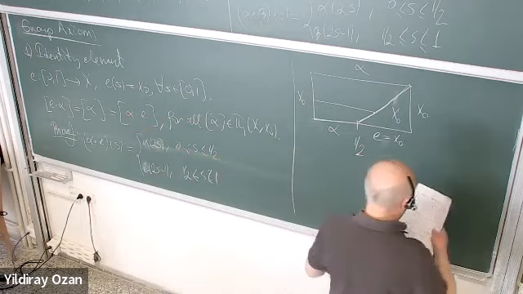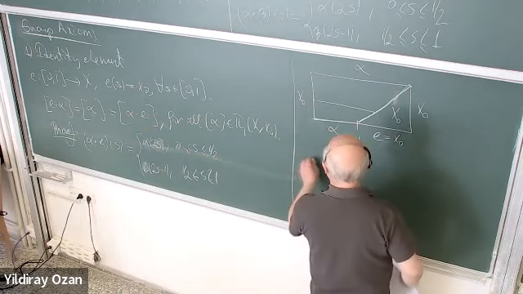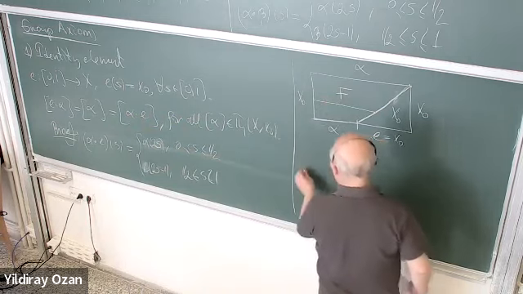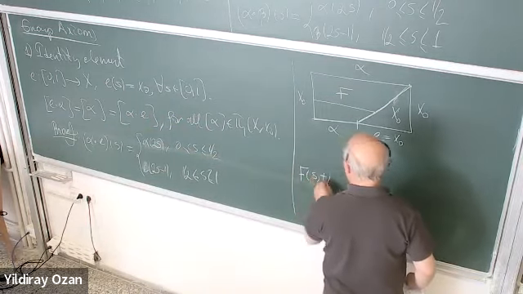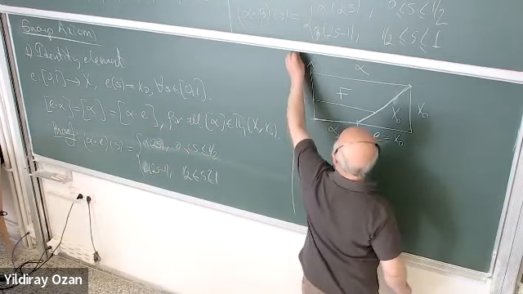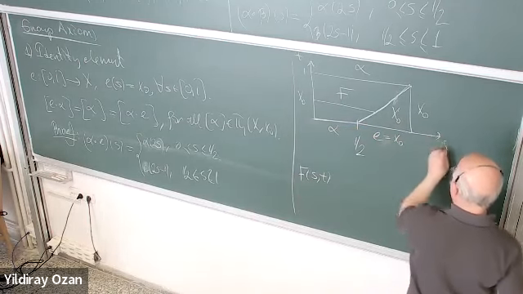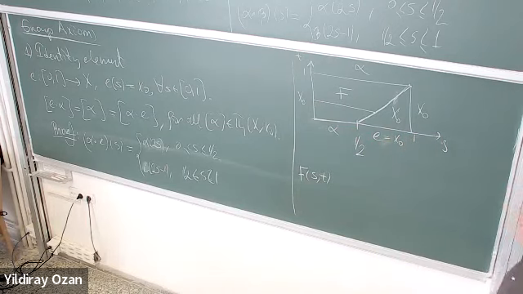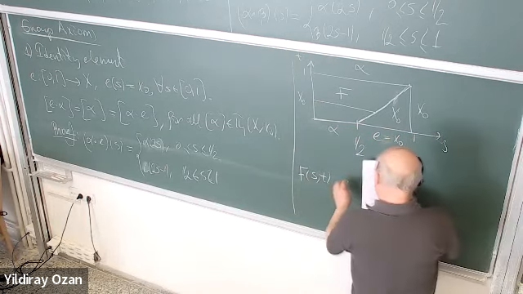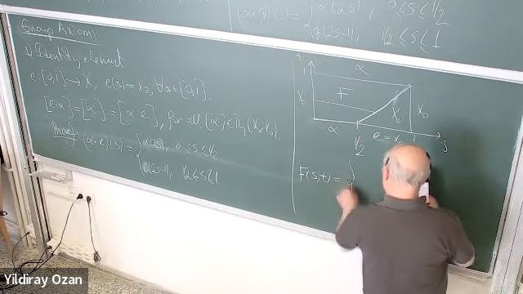And how do you write this? Well, you just let F as t. So this is my t-axis from 0 to 1, and this is my s-axis from 0 to 1. So I just write this function.